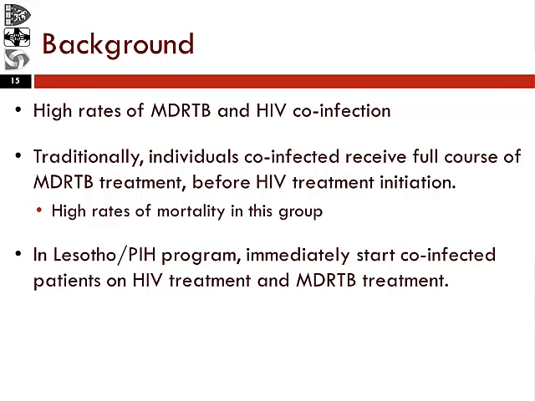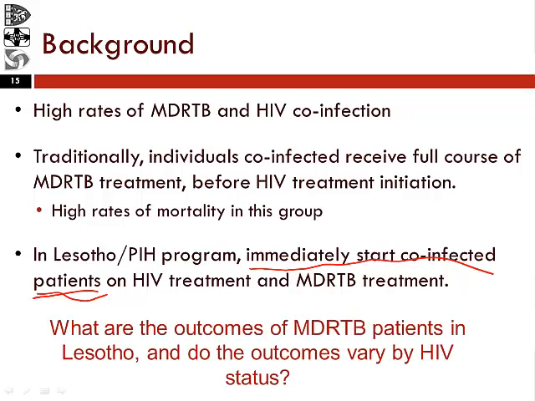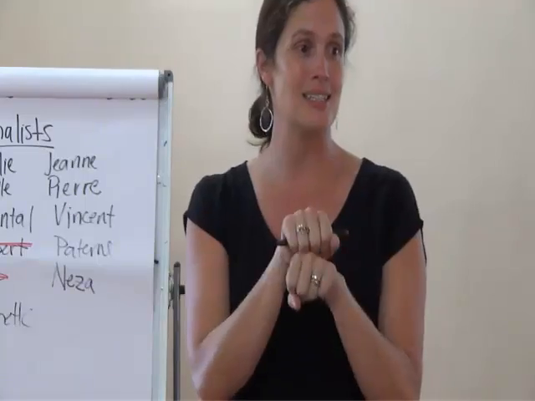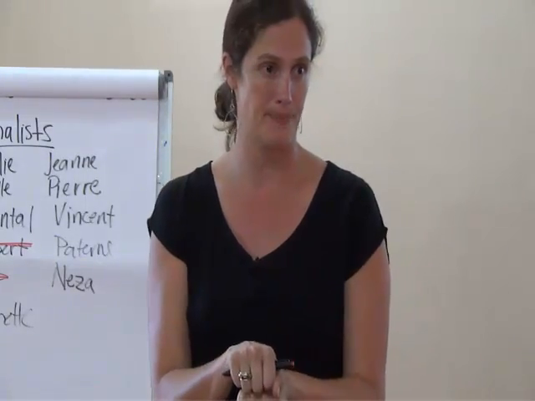But they found that there was a lot of mortality in this group. A lot of people were dying while they were waiting to go on HIV treatment. So the Lesotho program was a bit different, where they immediately started co-infected patients on HIV treatment. So instead of doing MDR-TB treatment and then HIV treatment, they did them at the same time. And the question of this study was, what are the outcomes of these patients? And do the outcomes differ by HIV status? So is there any benefit to giving them HIV treatment and MDR-TB treatment at the same time?